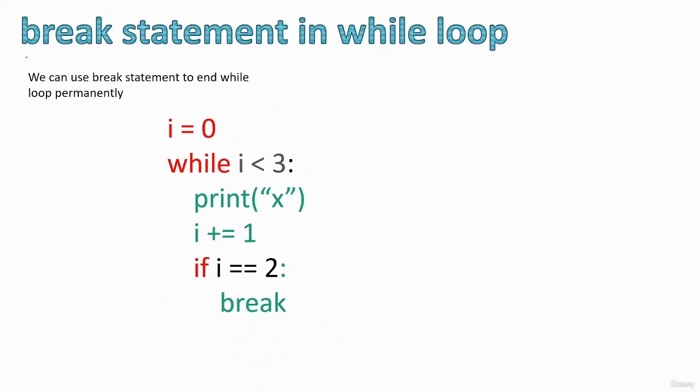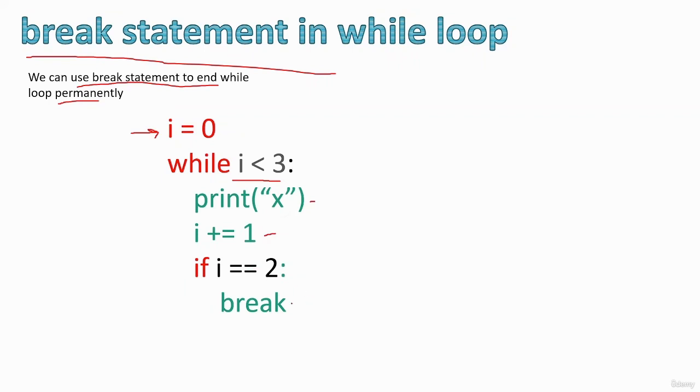Now let us talk about two control statements in a while loop. The first one is the break statement. We can use the break statement to end a while loop permanently. So let us see this example. I have created a variable called I equal to 0. Then the condition is I less than 3. Then print x, I plus equals 1. If I equal to 2, break.